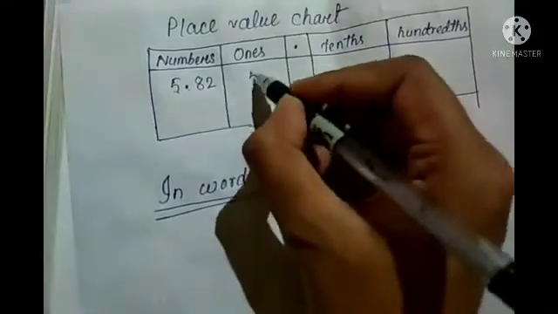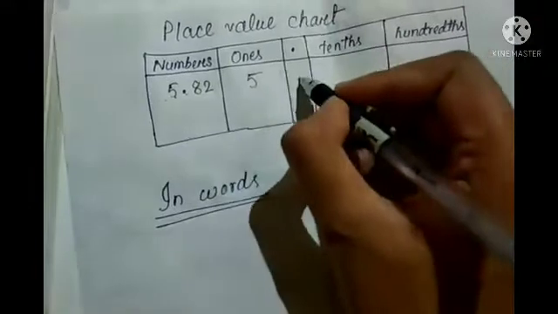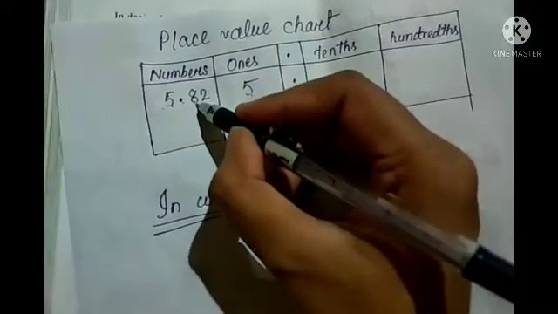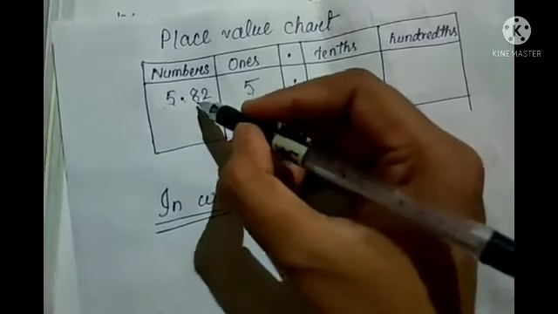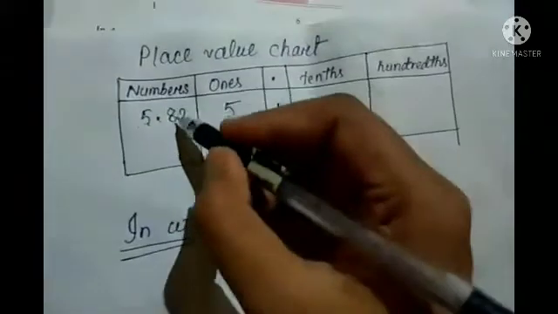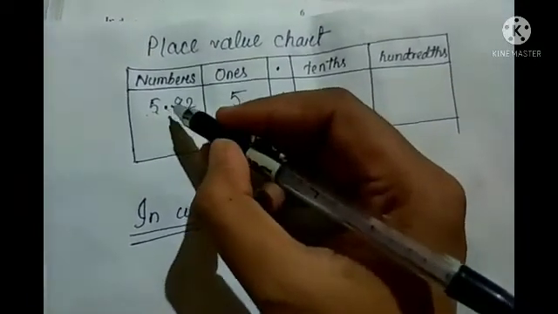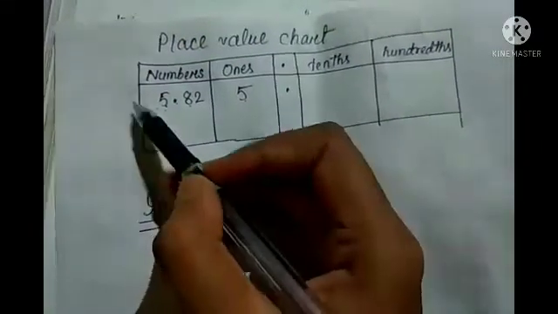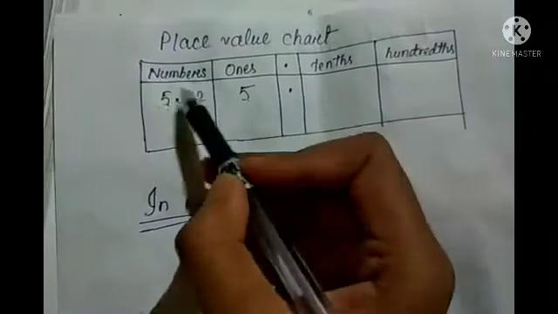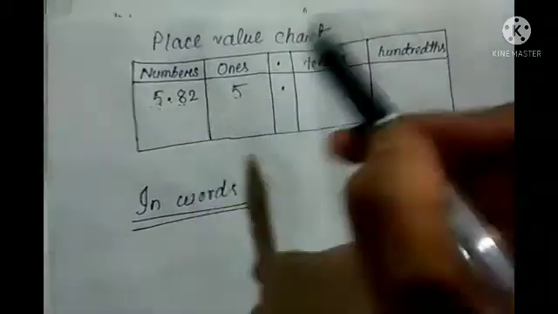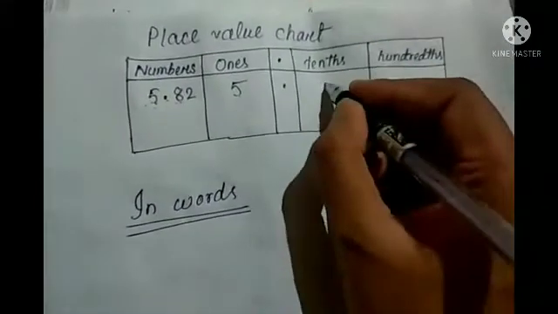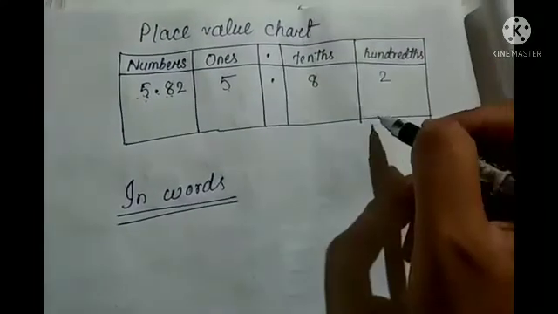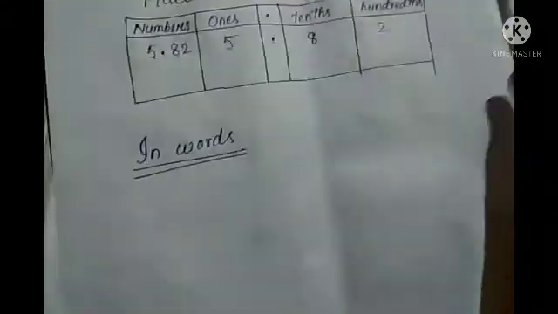So the whole number will be written here, in the ones place, then the point, then 8 will be in the tenths place. Because as you know, in a normal number system we count from ones, tens, hundreds, but in the case of decimals it starts from tenths, okay? So in the tenths place we have to write 8, and in the hundredths place it will be 2. Understood, students?